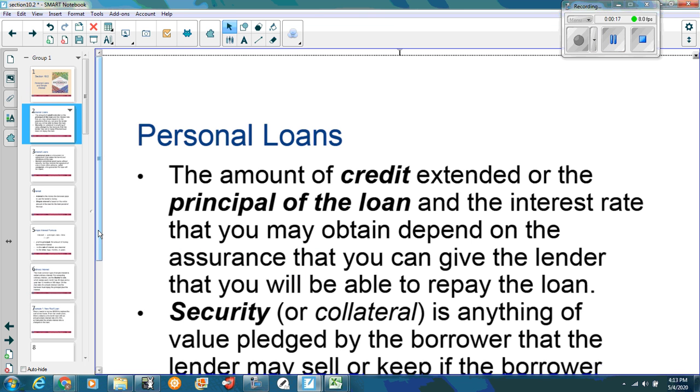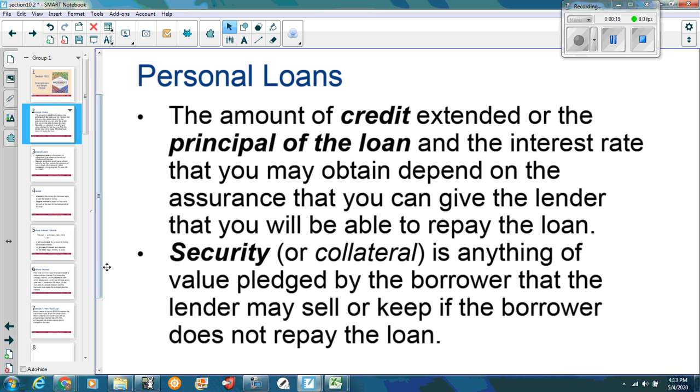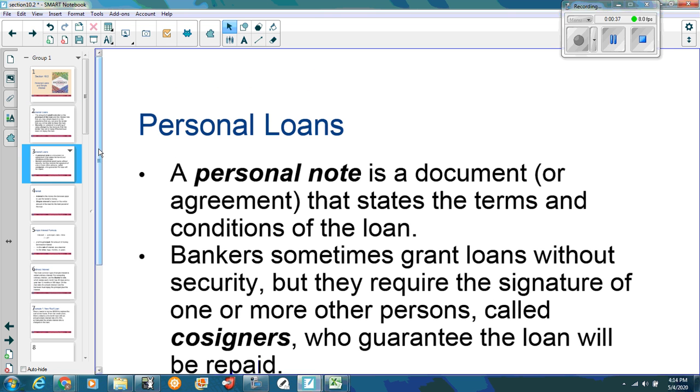The amount of credit extended, or the principal of the loan, and the interest rate that you obtain depend on the assurance that you can give the lender that you'll be able to repay the loan. In other words, security or collateral is anything of value pledged by the borrower that the lender may sell or keep if the borrower does not repay the loan, like your house.